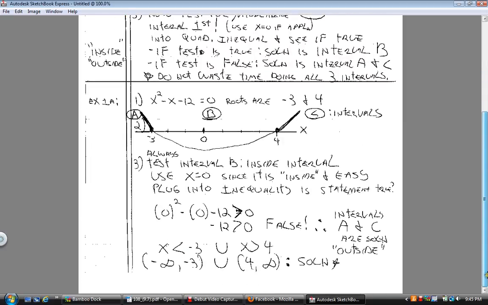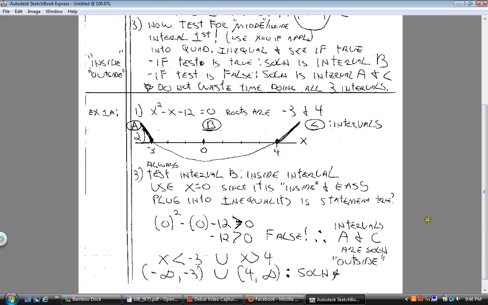Okay, so here we go. We're going to use the same example we've been doing before. We've already found that the roots to this problem are going to be -3 and positive 4. So you come over here, and again, we're going to put open dots here because it's greater than. So you're going to put the open dots.